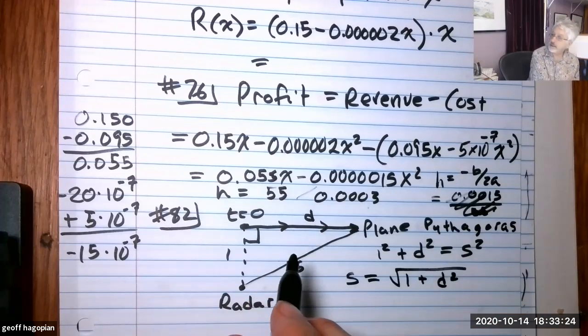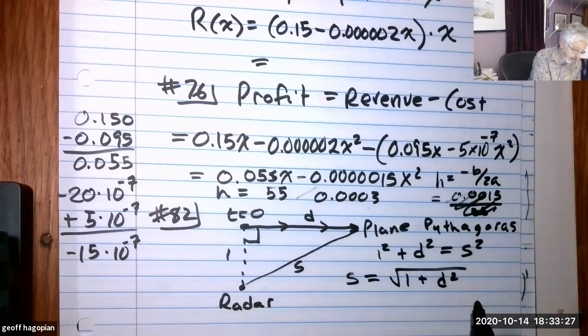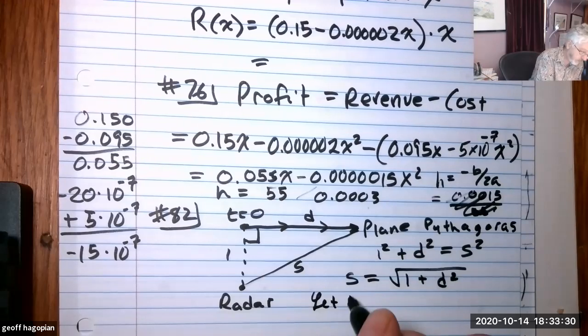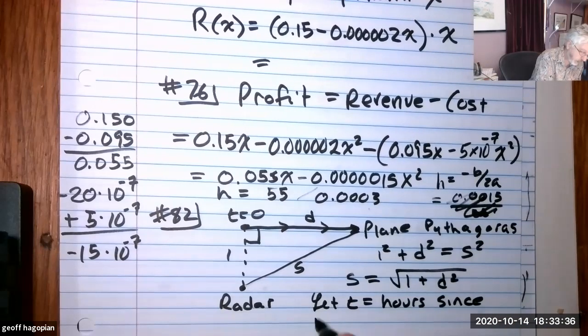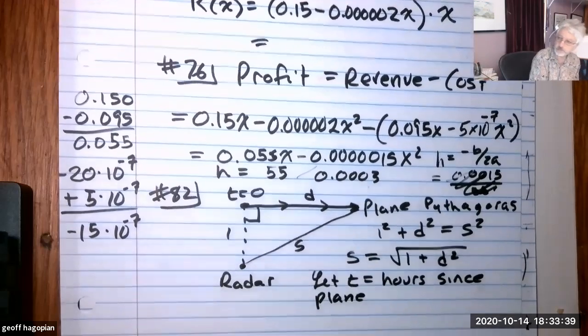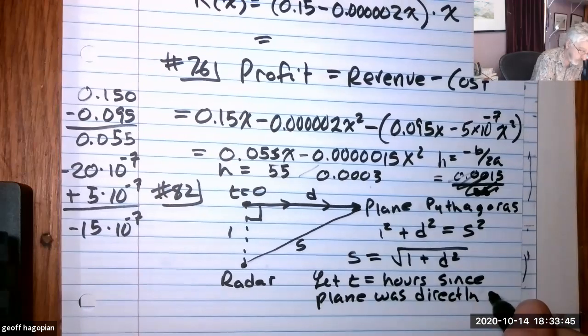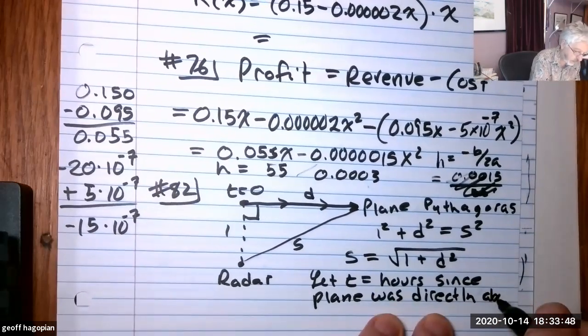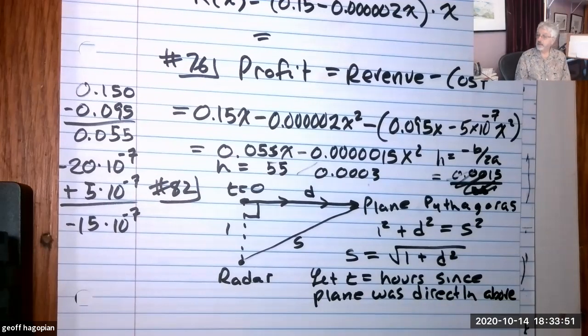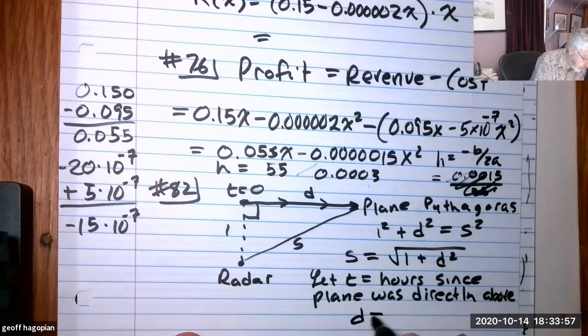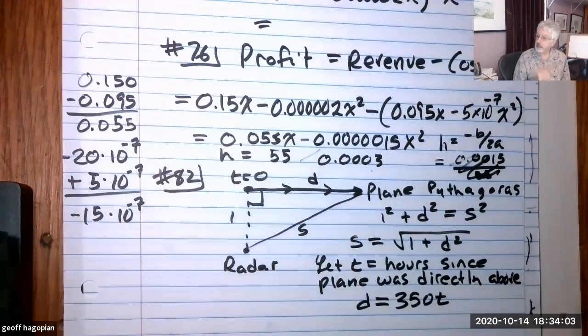Well, what's d? They tell us that the plane is traveling at a speed of 350 miles per hour. So let t equal the hours since the plane was directly above the radar station. Then d is going to be speed times time, right? And the speed is 350 miles per hour, and the time is t. So we see that d is a function of t.